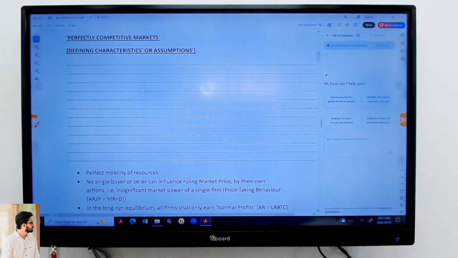It doesn't mean that the characteristics do not exist. Out of 10, we can say 8 exist, or 7 characteristics can be seen. My point is, in the real world it's very difficult for us to find a perfect example for perfect competition. There are some examples, but they are not perfectly correct, or they do not meet all the characteristics of a perfectly competitive market that we discuss in the classroom.